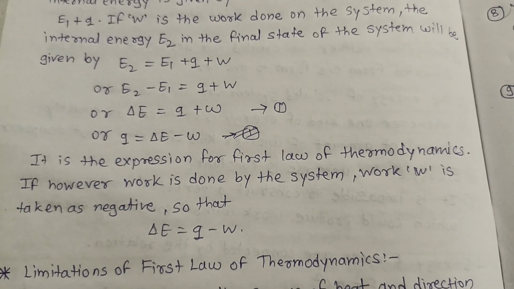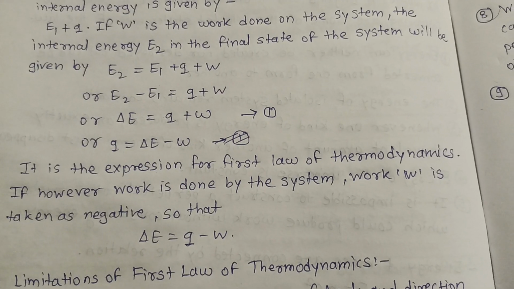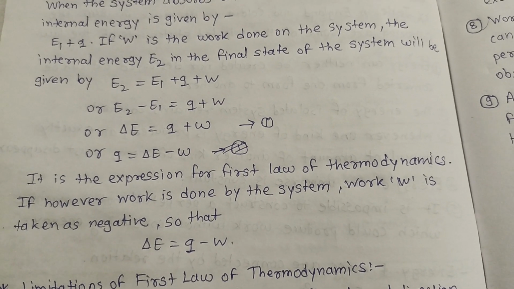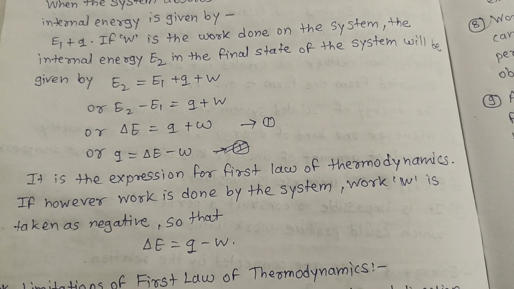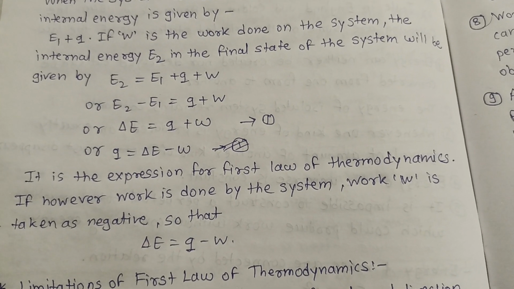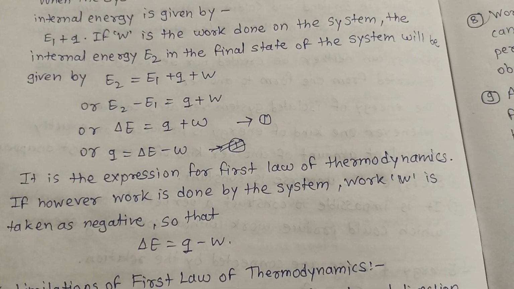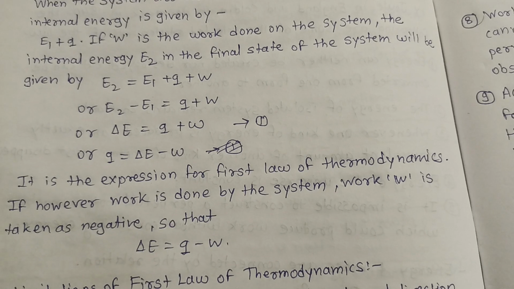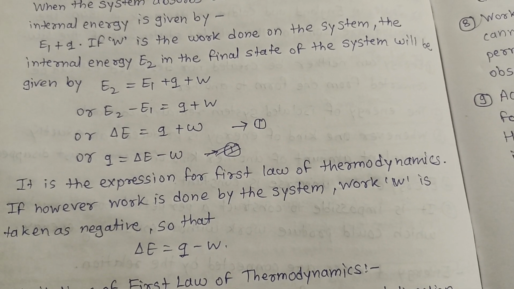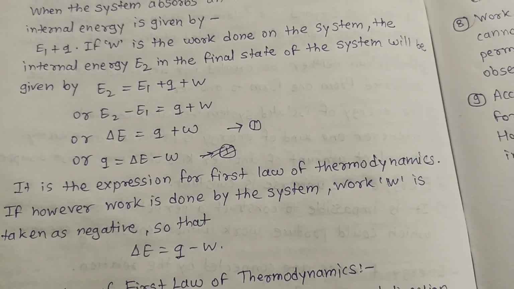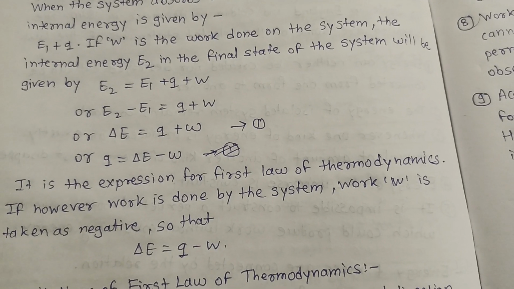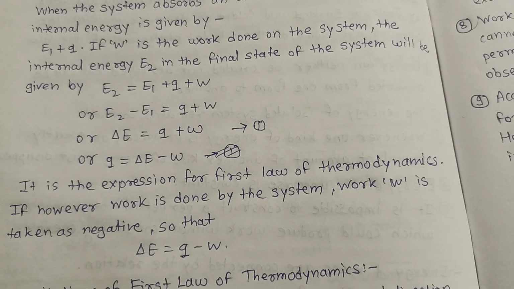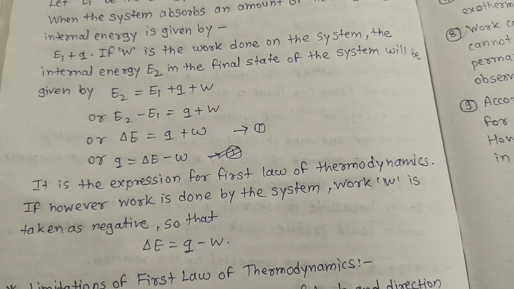It is the expression for the first law of thermodynamics when work is done on the system. If work is done on the system, then work is positive, but if work is done by the system, then work is taken as negative. So ΔE = Q + W becomes ΔE = Q − W, because in this case work is done by the system. Earlier it was work done on the system, that's why it was ΔE = Q + W, and here work is done by the system, so ΔE = Q − W.